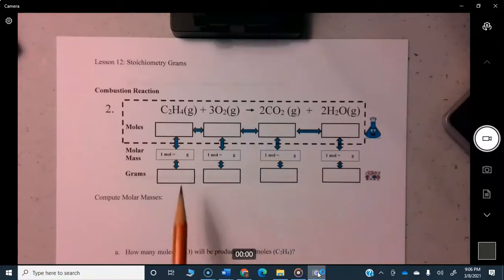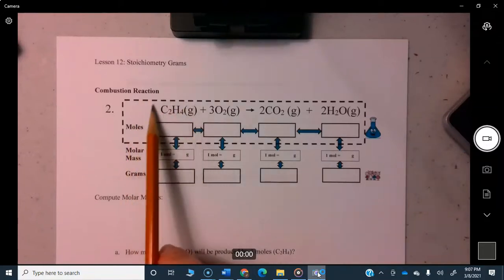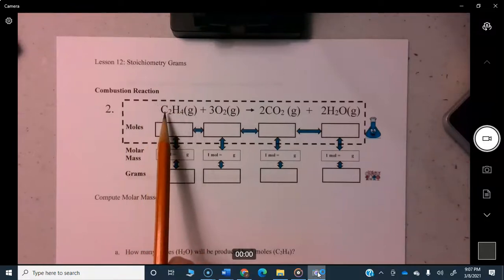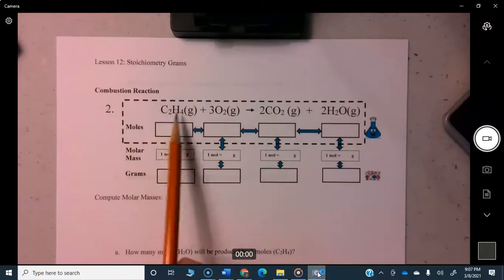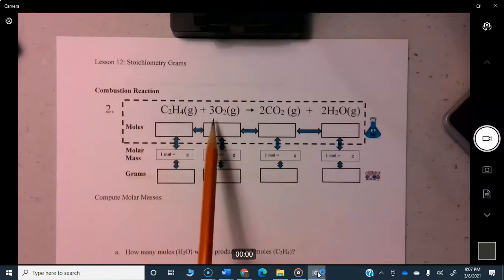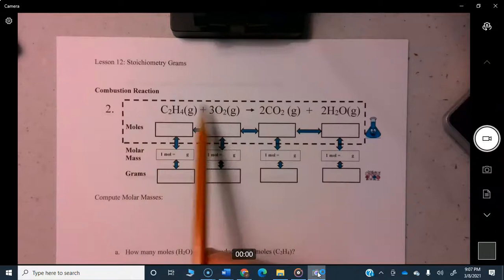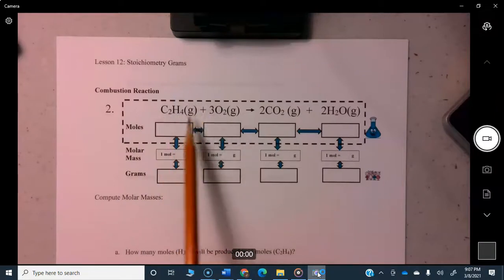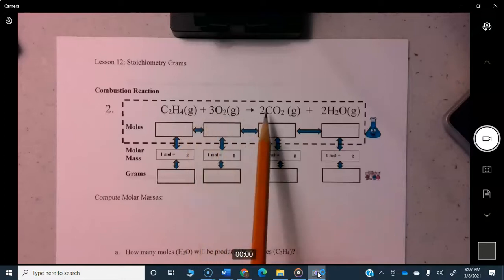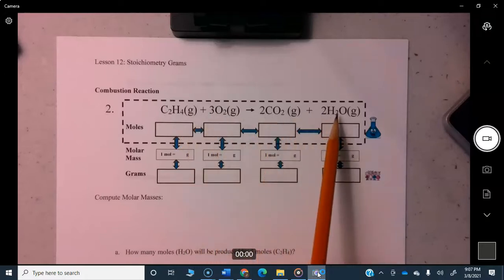So here we have what's called a combustion reaction. It's a hydrocarbon or a carbohydrate. Hydrocarbon just is a CH compound. This is called ethylene. You combine it with oxygen, and then also you have to light a match. That's what combustion means. It means burn. So you ignite it, and what you produced is carbon dioxide and water.